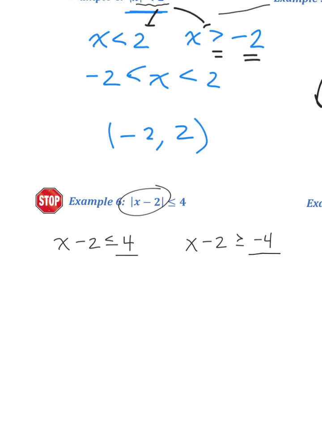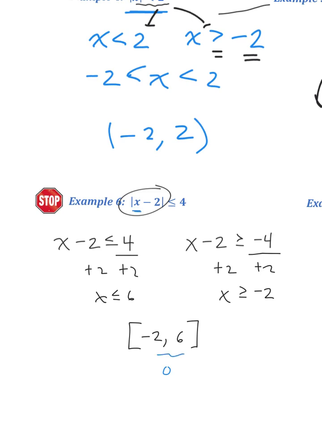So when I go to add these, I'm going to add 2, and I'm going to get x is less than or equal to 6. I'm going to add 2, and x is greater than or equal to negative 2. So that means that I need numbers between negative 2 and 6. Any of these numbers are going to make this inequality work. If you want to, you could test it, like test 0. 0 is in between negative 2 and 6. If I plug in 0, I get 0 minus 2, which is negative 2, and the absolute value of negative 2 is less than or equal to 4, so it works.